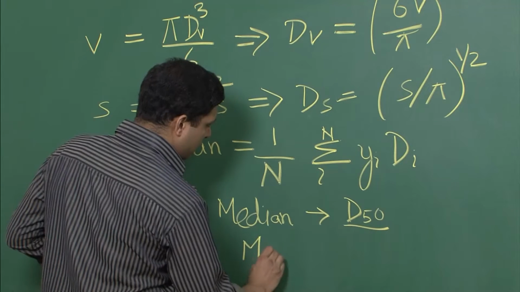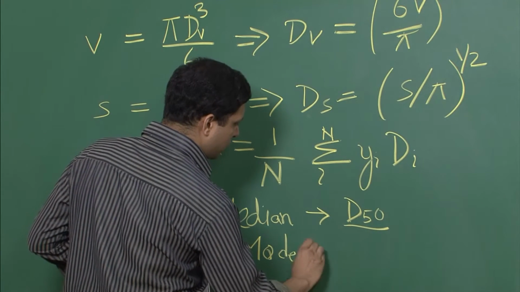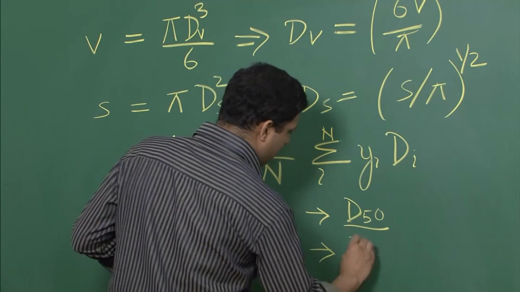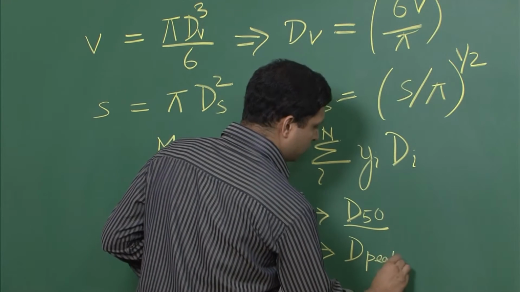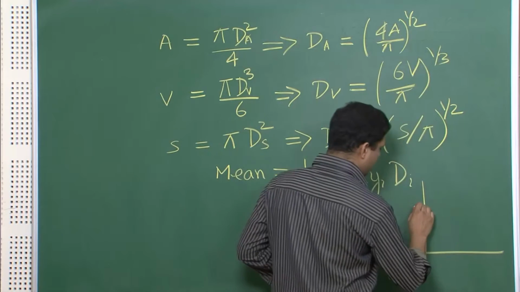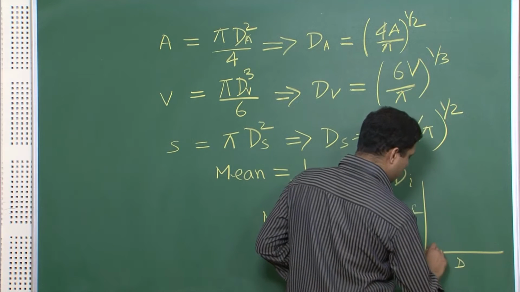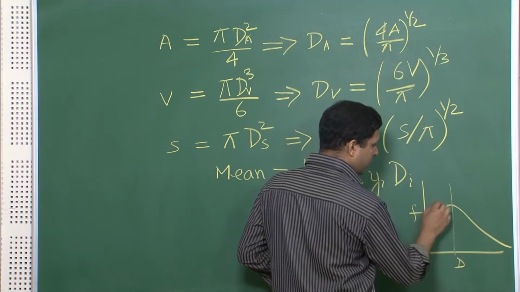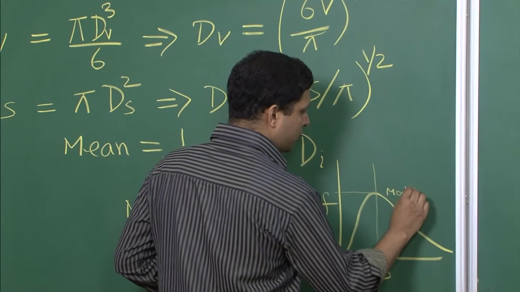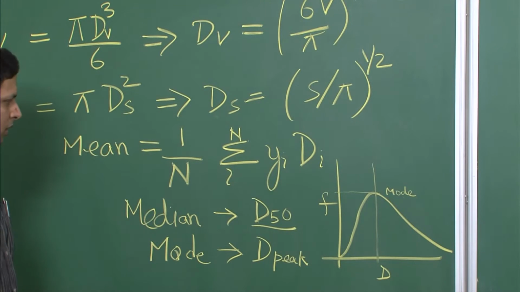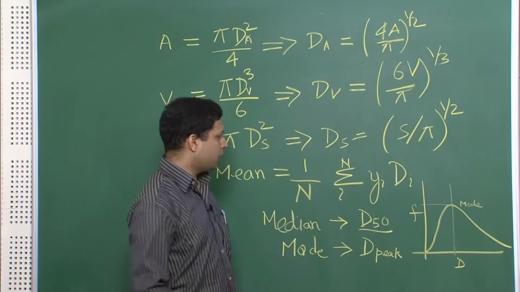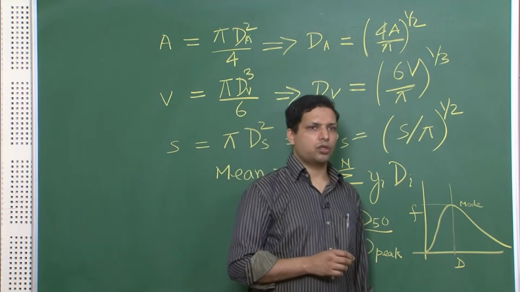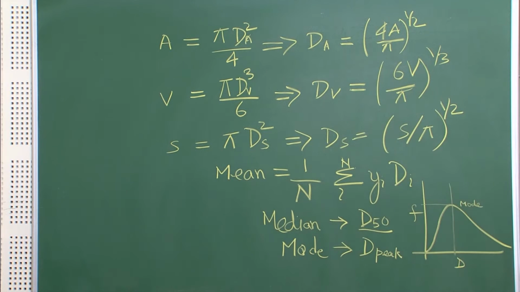And another one is mode. Mode is nothing but the diameter at the peak. If you were to plot the distribution, let us say this is frequency, this is diameter, and this is how you are getting it, whichever diameter is just at the peak is the mode. These are the usual statistical terms you must be familiar with, but just for the sake of completion I am putting them over here, and that will define the different ways to represent the distribution.